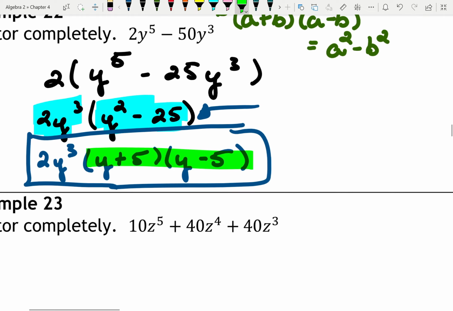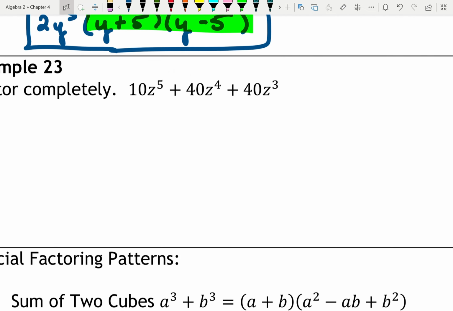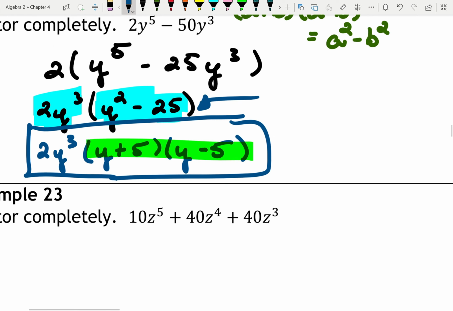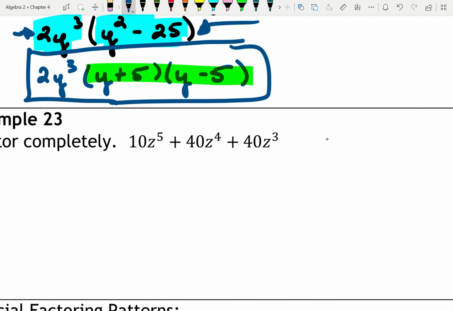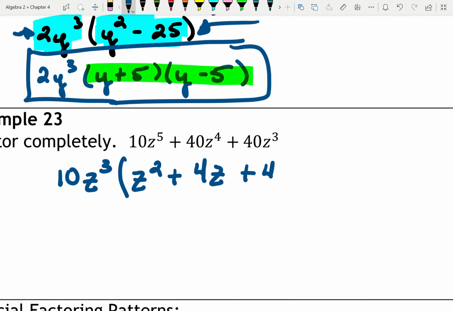All right, that's 22. Let's look at 23. We look for, what do they all have in common? And I'm going to try to do this all together. You know how in this one we pulled out the 2, then we pulled out the y, so I'm going to do it all together. So they are all a multiple of 10, and they all also have at least one z. They all have at least 3 z's, actually. Whenever I pull that out, I'll have z squared plus 4z, and then plus 4.